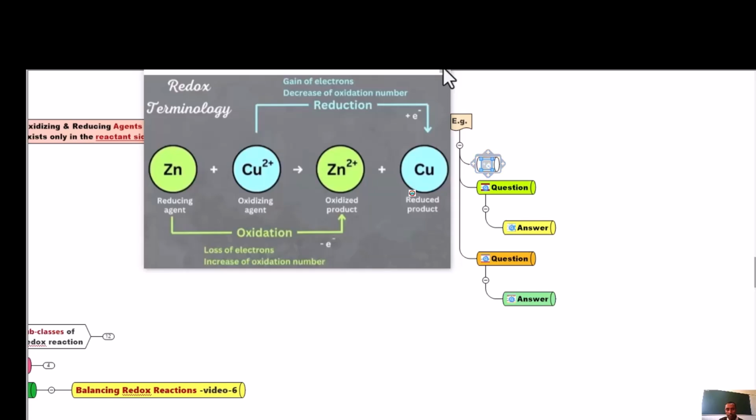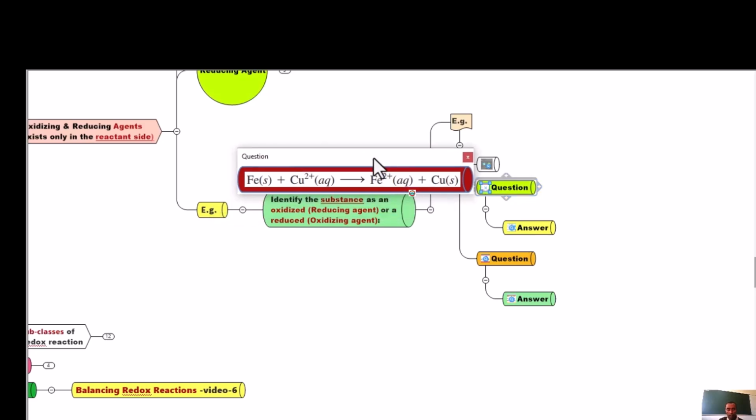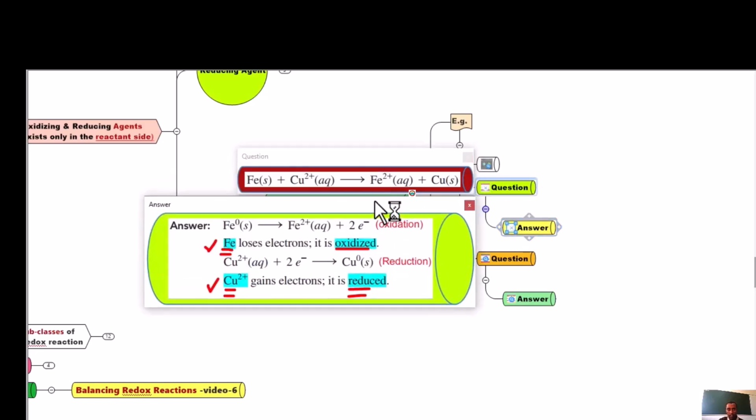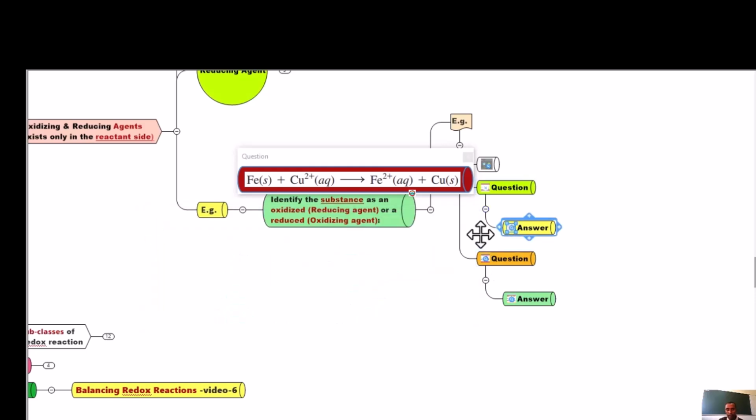Another example is this one. Identify the oxidizing agent and the reducing agent. In this case iron is oxidized from 0 to +2. This is an oxidation reaction, and iron is oxidized, so iron is the reducing agent. Similarly, copper from copper 2 plus to copper 0 is reduced, so copper 2 plus is the oxidizing agent.